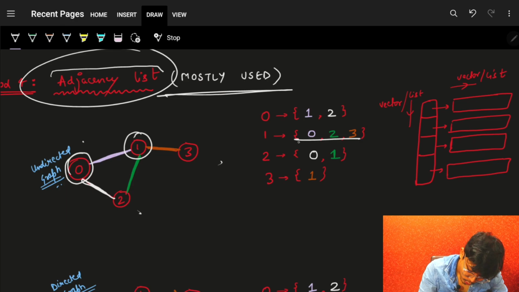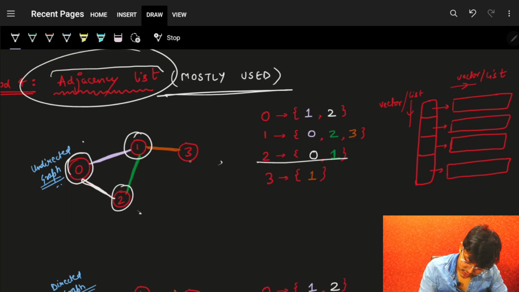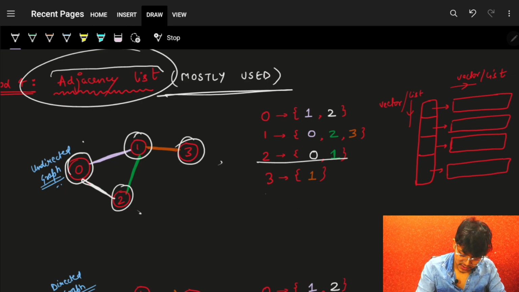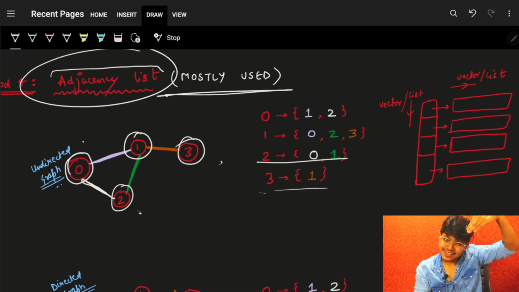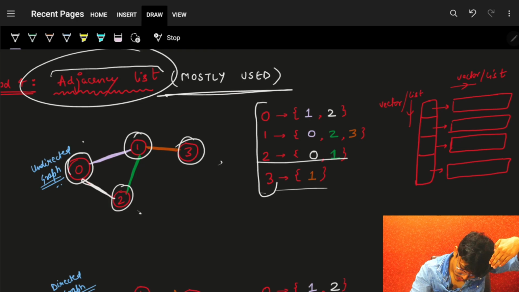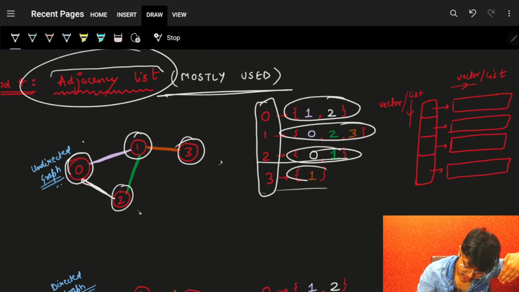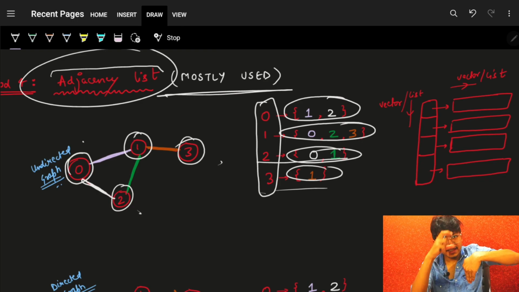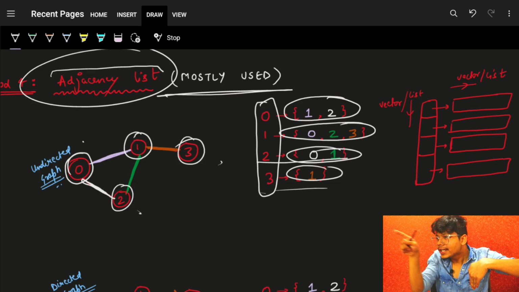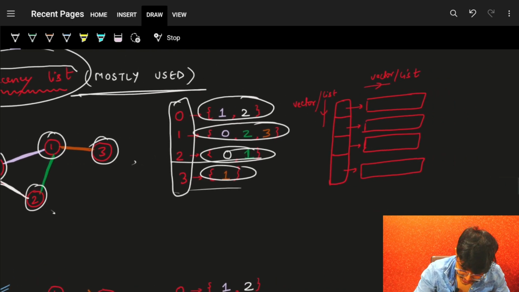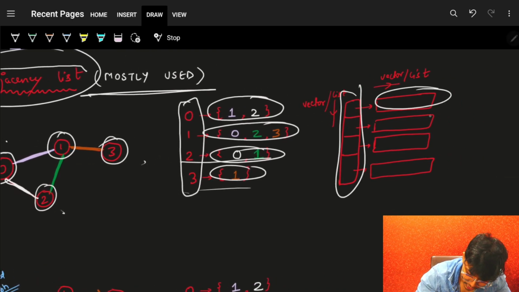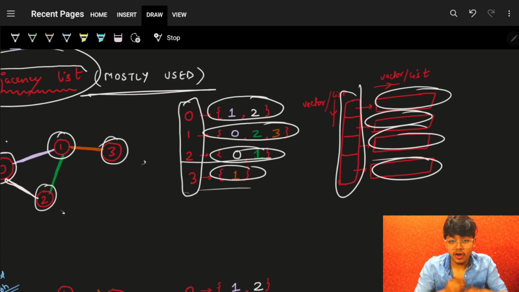For 2, I stored only its neighbors, which are 0 and 1. For 3, I stored only its neighbor, which is 1. You saw what happened. It's also a list. So a list, one element is pointing to another list. Nothing but a list of lists or a vector of vectors.